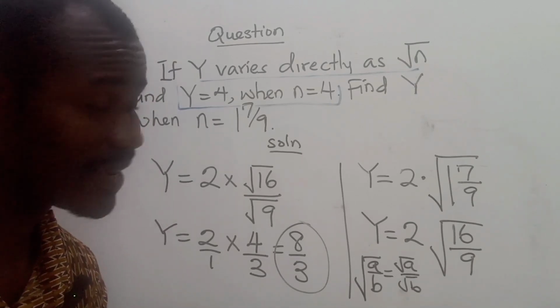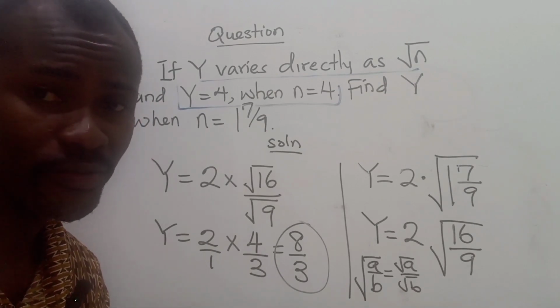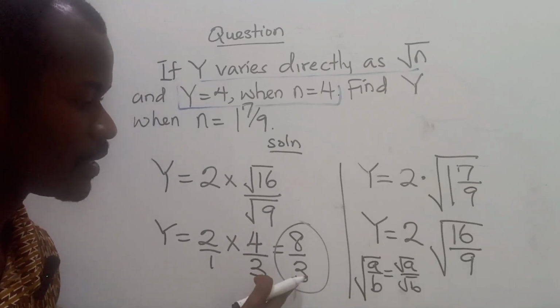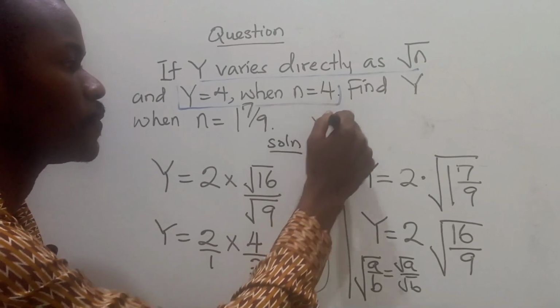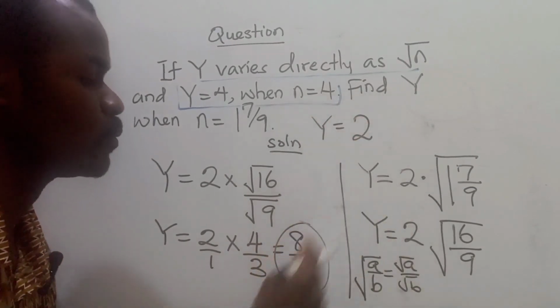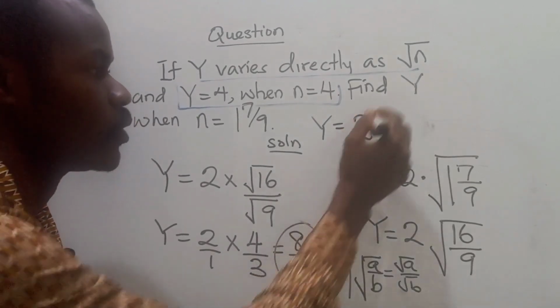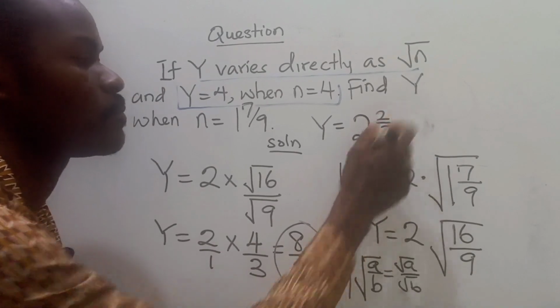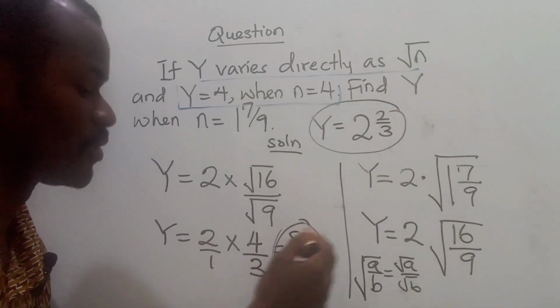But in case you may see your answer as a mixed fraction, how many threes do we have in 8? We have 2 threes, which is 6, remainder 2. So y is 2 and 2 over 3. In exam conditions, you may find this as your answer or this as your answer.